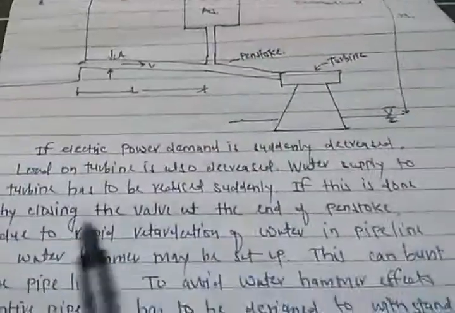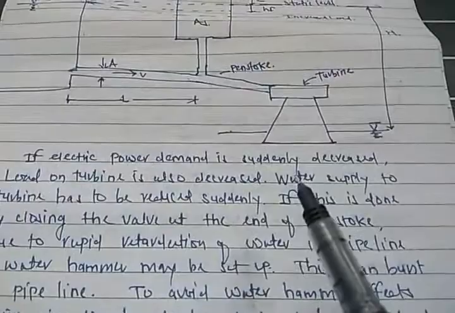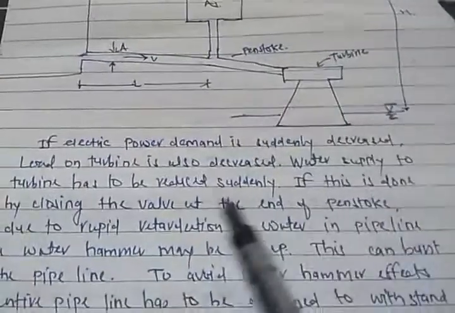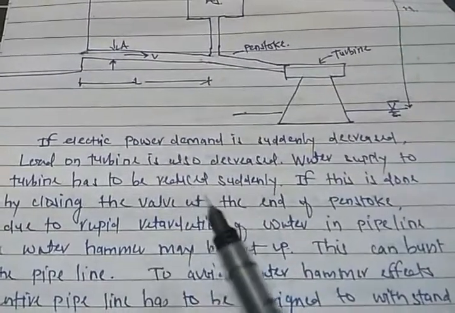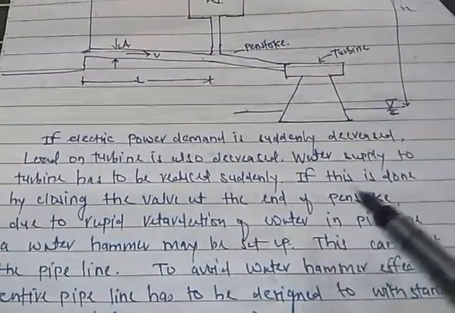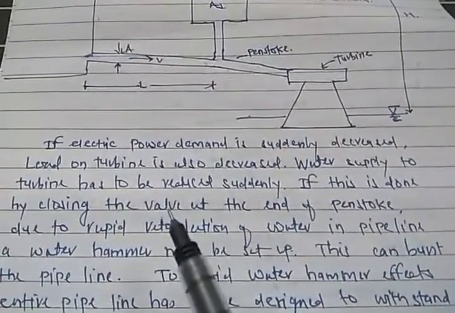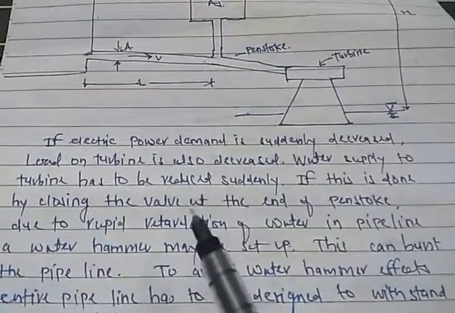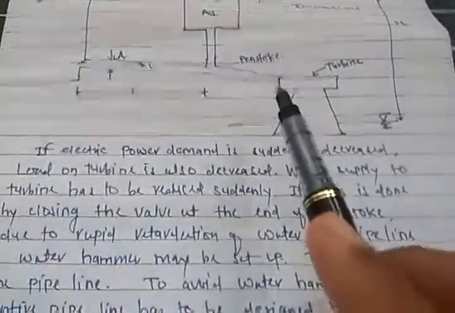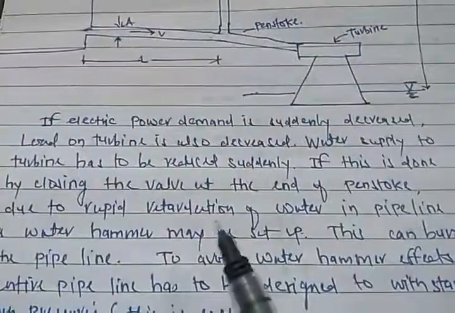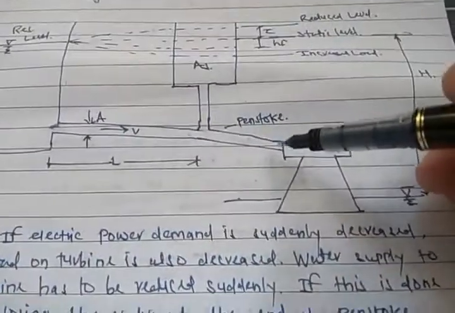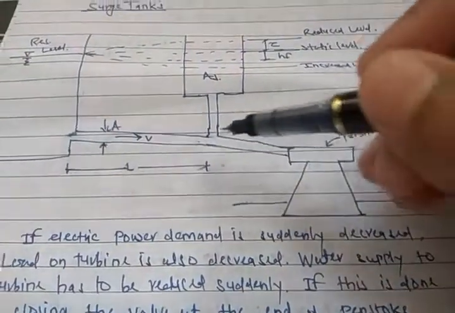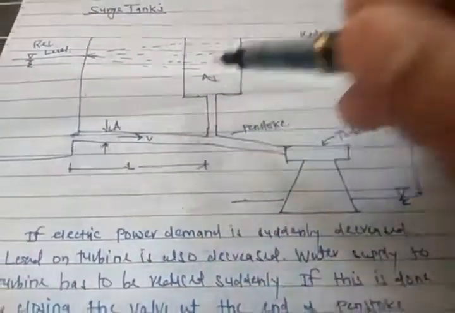If electric power demand decreases suddenly, then load on the turbine is also decreased. Water supply to the turbine has to be reduced suddenly. In this case, the water supply can be stopped by closing the valve at the end of the penstock. Due to this rapid retardation of water in the pipeline, the water hammer effect may set up. When you close a water valve here suddenly, water hammer can take place in this pipeline.